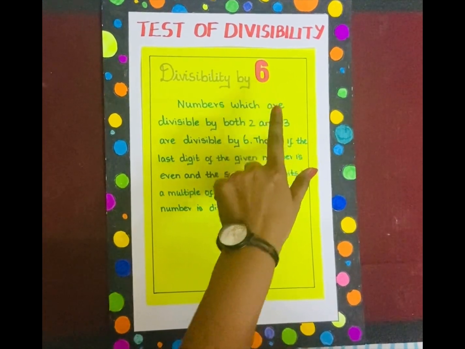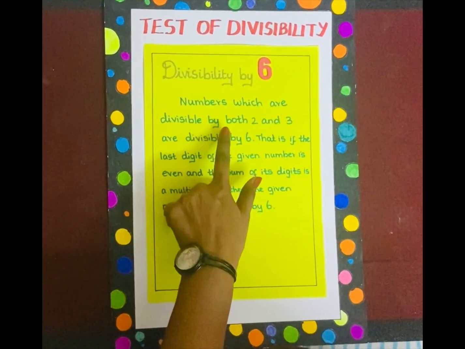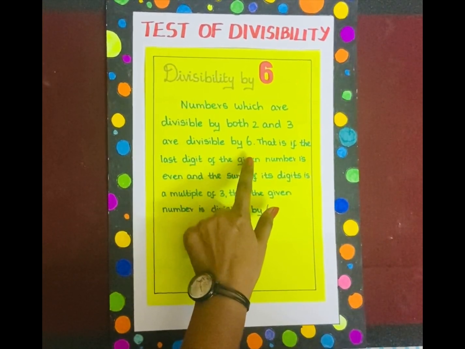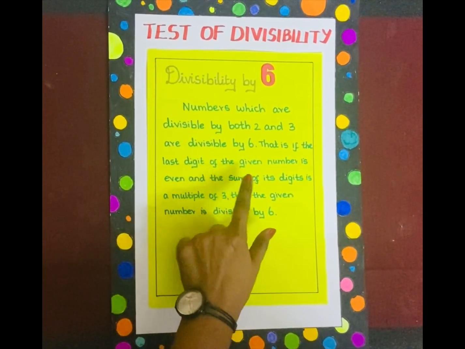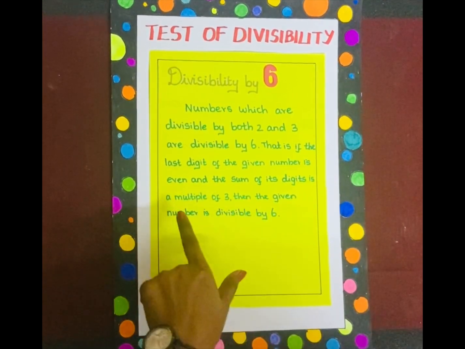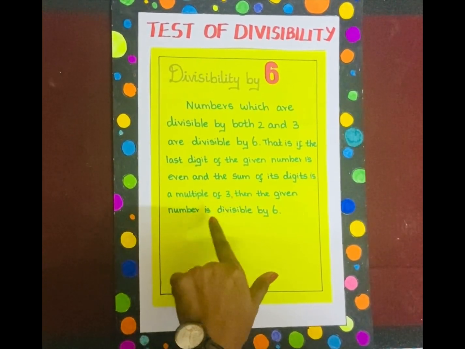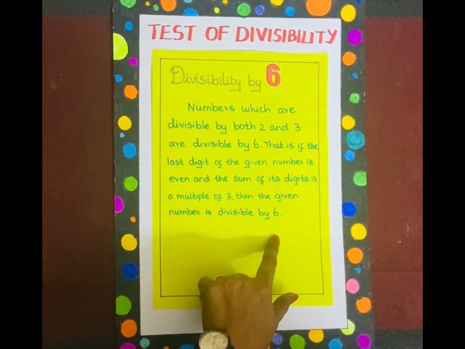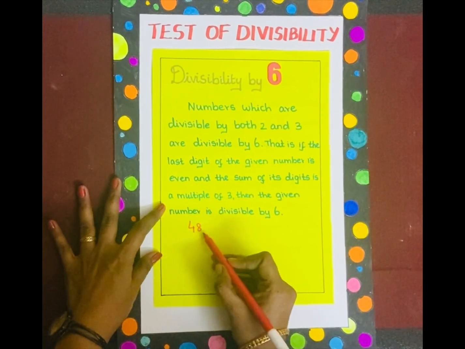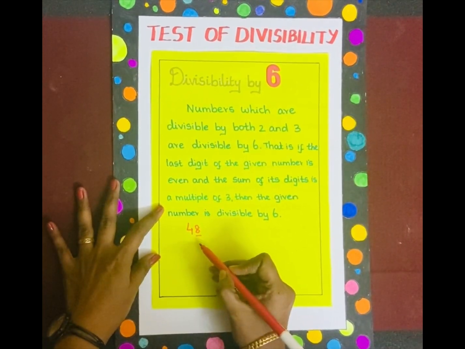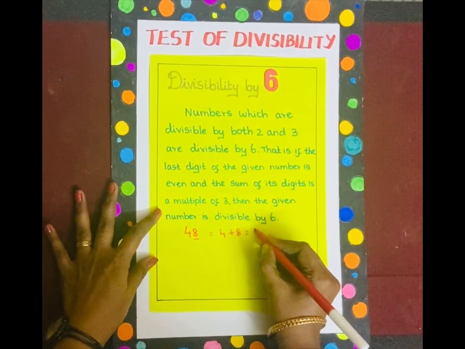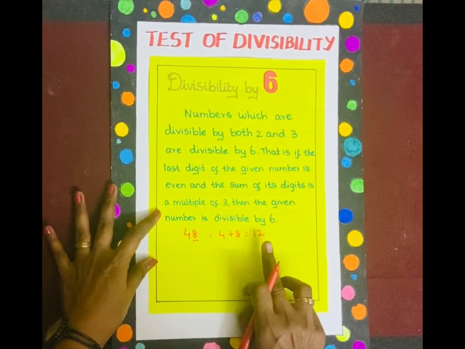Divisibility by 6. Numbers which are divisible by both 2 and 3 are divisible by 6. That is, if the last digit of the given number is even and the sum of its digits is a multiple of 3, then the given number is divisible by 6. For example, 48. See the last digit, it's an even number. When we add this, 4 plus 8 is equal to 12. It is a multiple of 3.